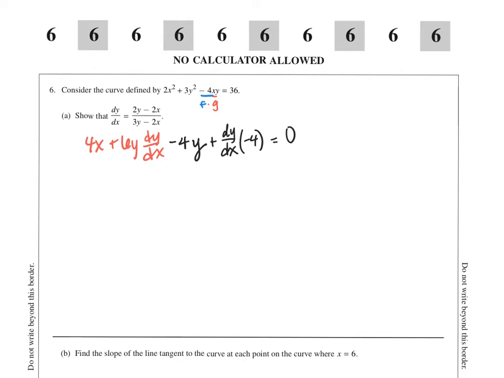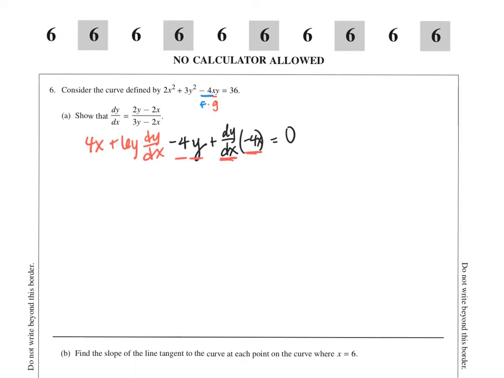Let me just remind you guys, this was my f prime, this was my times g, this was my g prime, and this was my f, so I needed to have a negative 4x there. It's a good thing I went back to it. Okay, good catch. So now we've got to get dy/dx by itself.